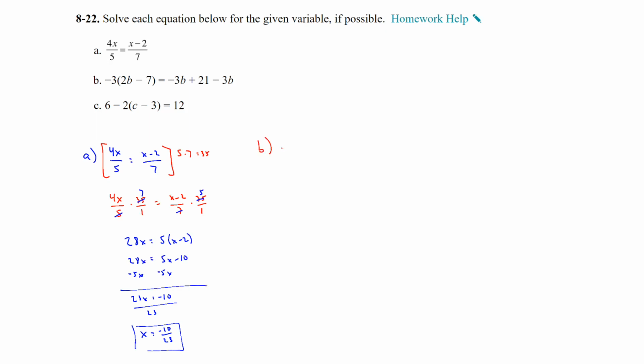Part B, we have negative 3 times 2b minus 7 is equal to negative 3b plus 21 minus 3b. So we can use the distributive property. Make sure when you distribute the second time it's a negative times a negative, so it's a positive 21. And then you can combine like terms on the other side. So negative 3b minus 3b is negative 6b plus 21. Get our variables on the same side by adding 6b. You'll notice that actually both of them cancel out, and you're left with 21 equals 21.